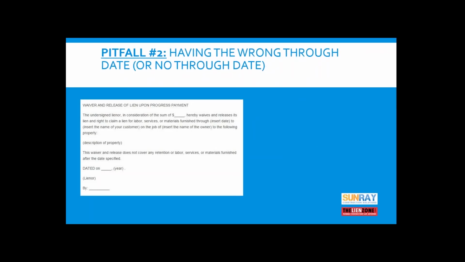So let's talk about pitfall number 2, having the wrong through date or no through date. So this is a sample release form, very basic. So let's talk about what the through date is. If you can see, this release says that this release is effective for the materials furnished through, and it says insert date. So the effective date of this release is the date that's inserted there.